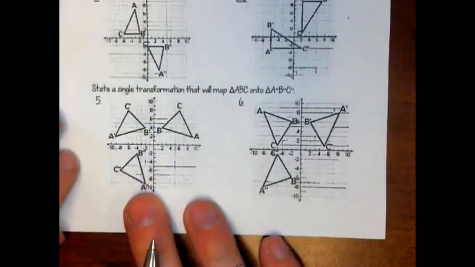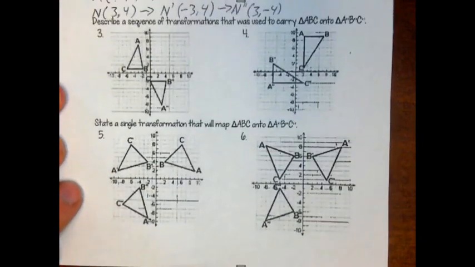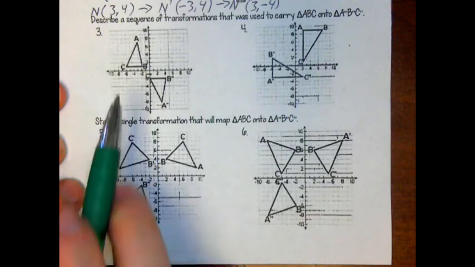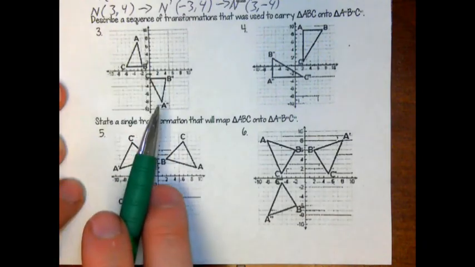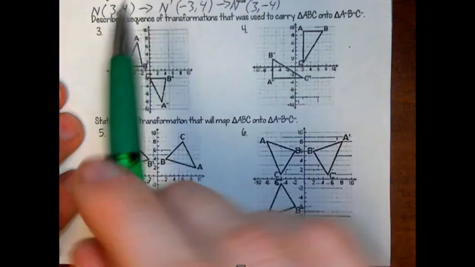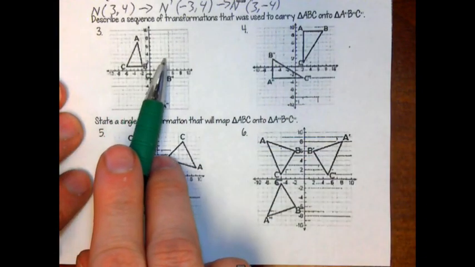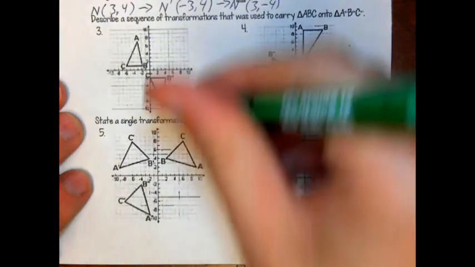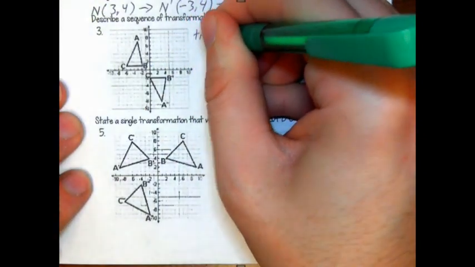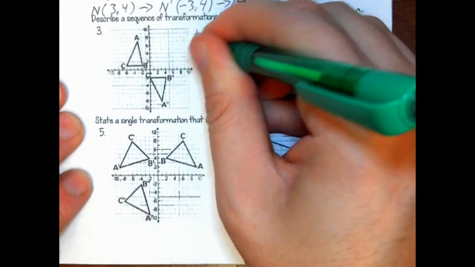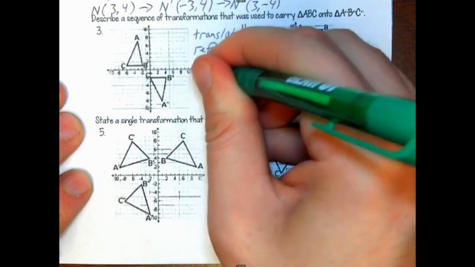Now here we have a series of transformations that have already been done, and they want us to describe what transformations happened. So each one of these is a composition of transformations that carried a pre-image onto an image that is a double prime, so two transformations happened. This first one was a translation over to here. It shifted it this way, followed by a reflection across the x-axis. So it was a translate and then reflect, or a glide reflection.